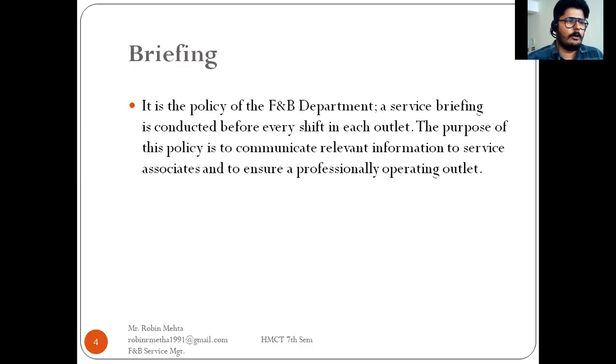Okay, so all the briefing processes are about telling, or just two-way communication with the juniors and with the seniors, for smooth, efficient and effective operations in the outlet or in any kind of event. Okay.